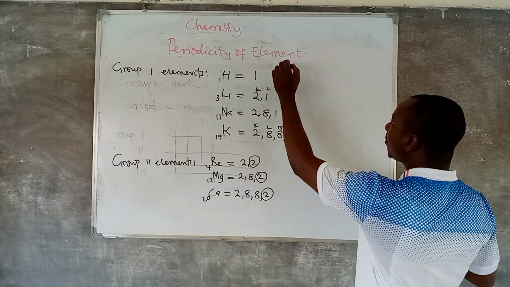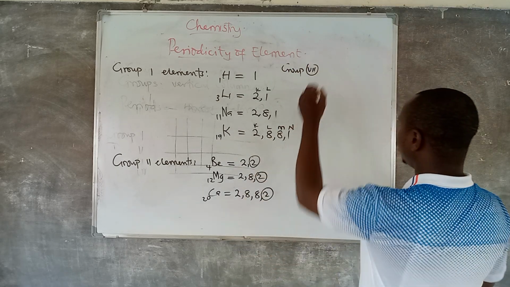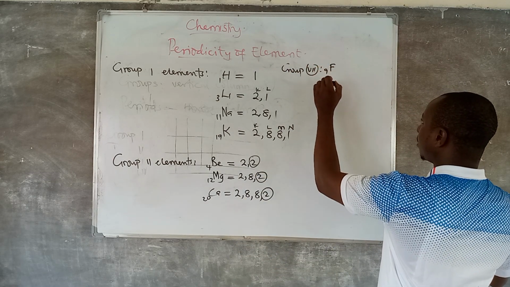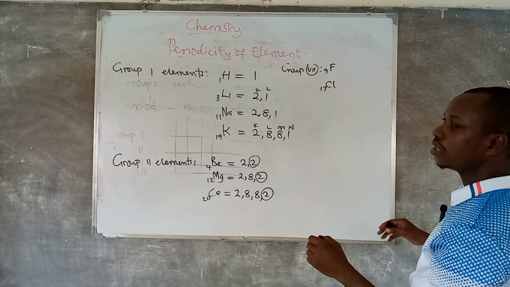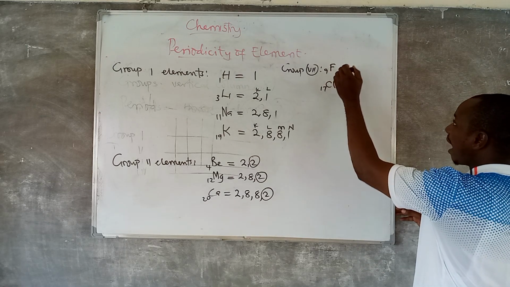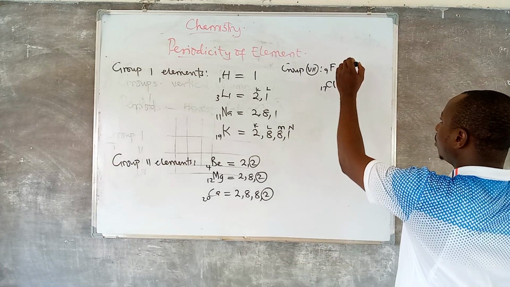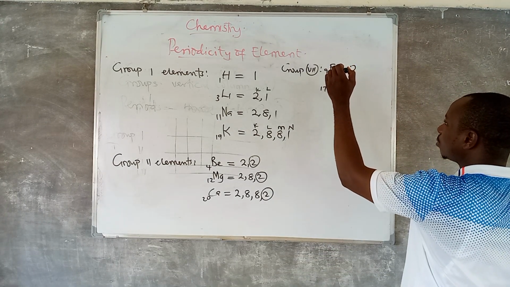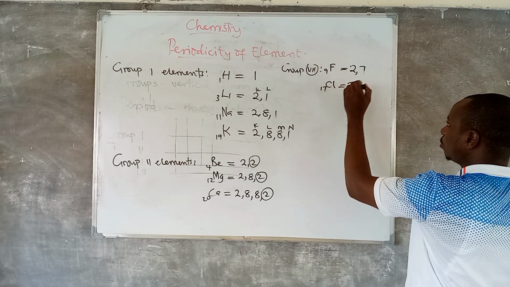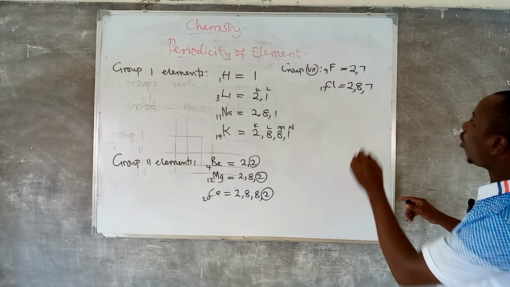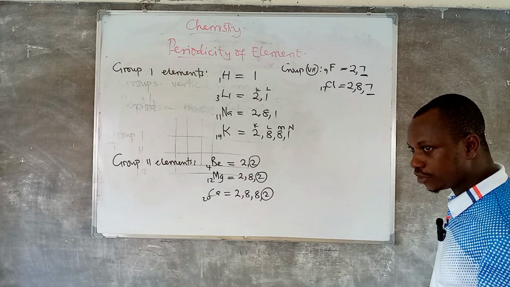Let us consider elements of group 7, which are called the halogens. They are fluorine, 9, and chlorine, 17. Let us consider these two and see whether they will have seven electrons each because they are in group 7. Fluorine is 2, 7. Chlorine is 2, 8, 7. If you watch, their last shell all have seven electrons each.